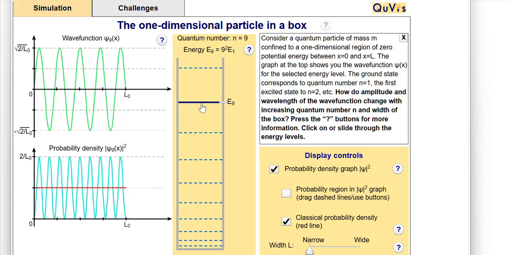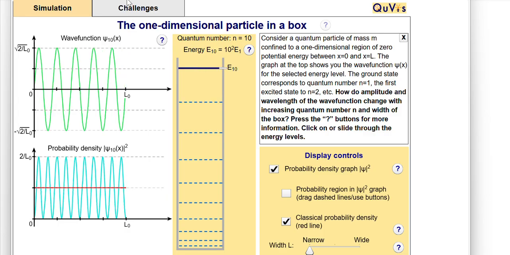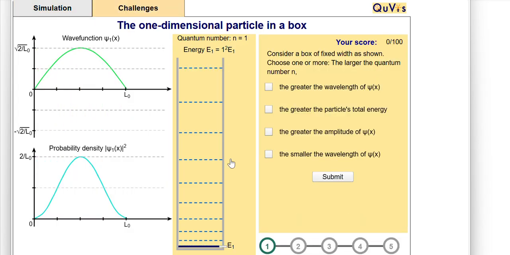You can play with this yourself, clearly. But what we'll do is try the challenges, so we'll see whether you understand the topic well or not. Consider a box of finite width. That means, like what we talked about, the infinite square well box.